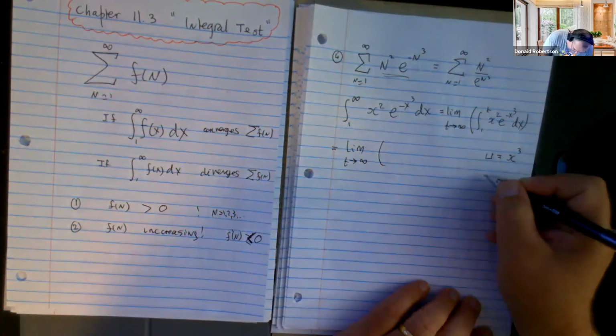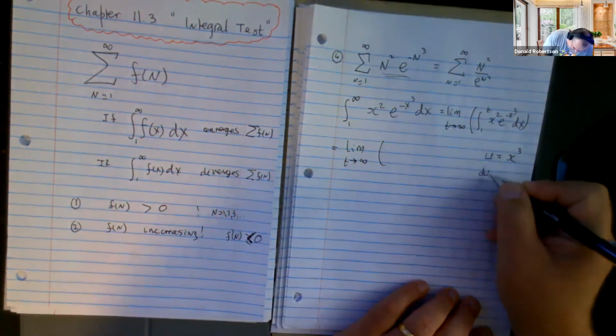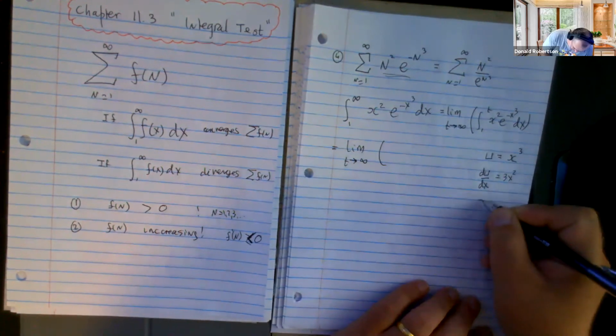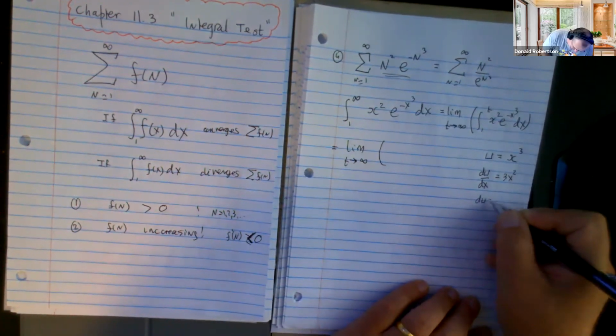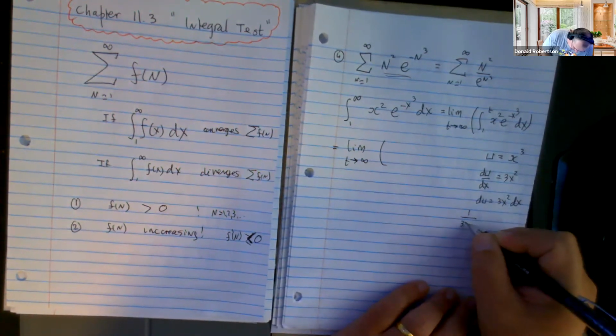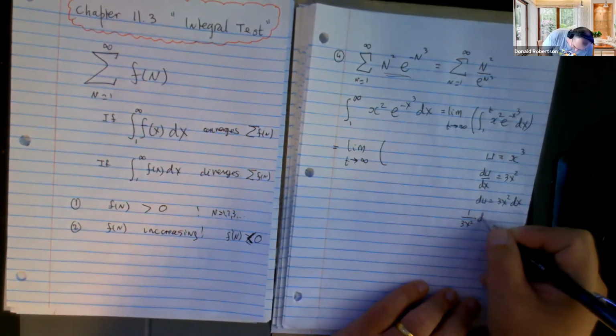So you differentiate with respect to x. You do the crossover. And then you isolate the dx.